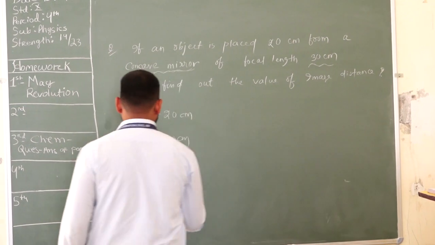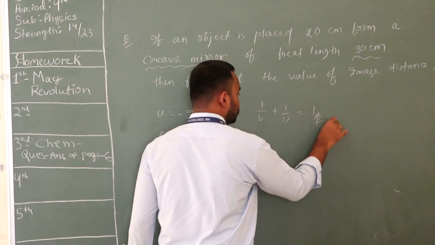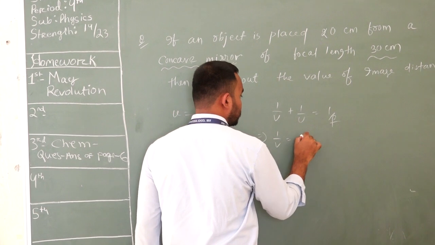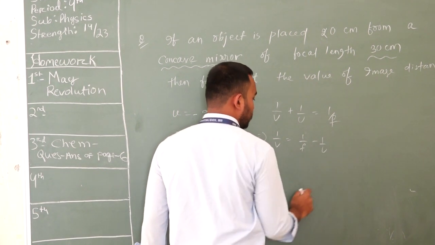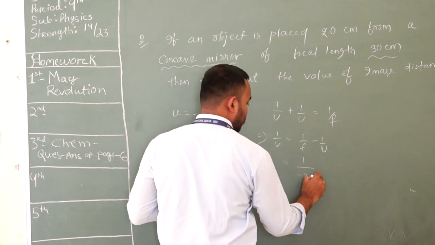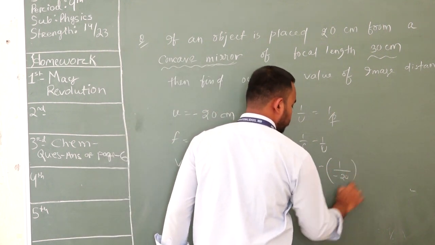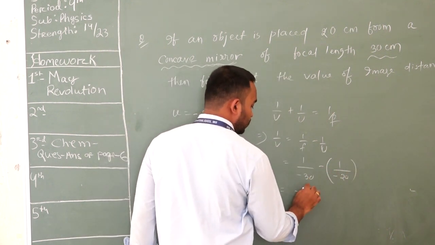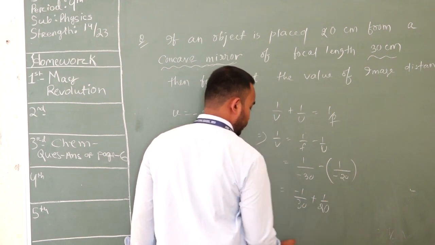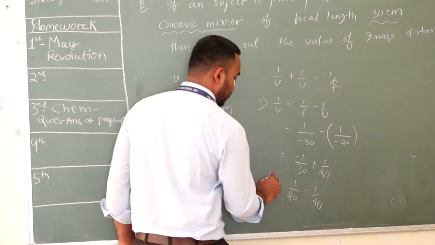What is the mirror formula? 1 by V plus 1 by U is equals to 1 by F. What we have to find out? V. 1 by V is equals to 1 by F minus 1 by U. What is F? Minus 30. Minus 1 by U, what is the value of U? Minus 20. Minus minus will become plus. Minus 1 by 30 plus 1 by 20. Now see, 1 by 20 minus 1 by 30, it is what?